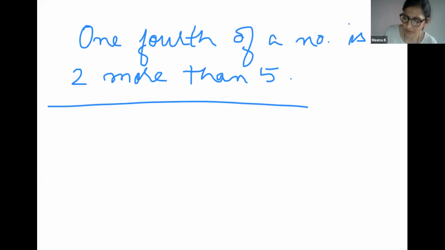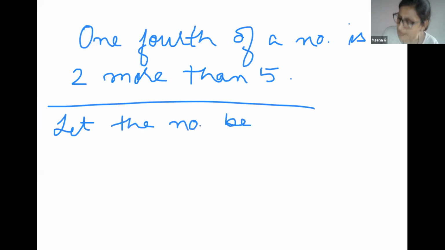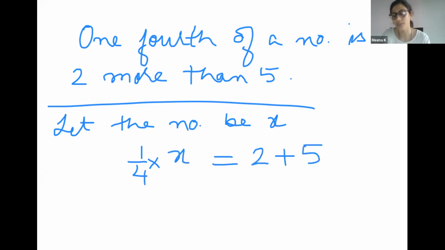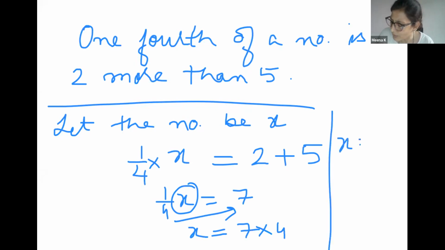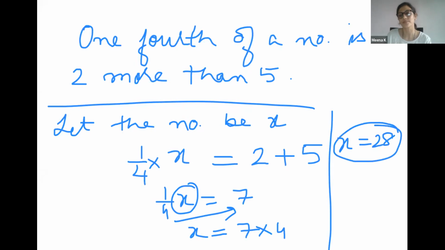We don't know the number. So we are saying let the number be x. Right. So 1/4 of is multiplication. 1/4 of a number is equal to 2 more than 5. Right. So 1/4 x is equal to 7. We need x. This 4 I take that side. So it is 4, because here it is in division. When I change the side, it comes in multiplication. So I get x is equal to 28. Yes.